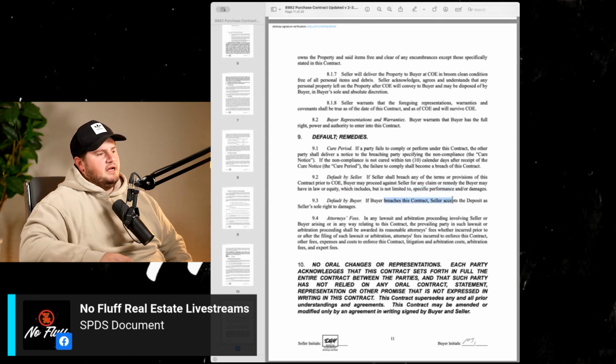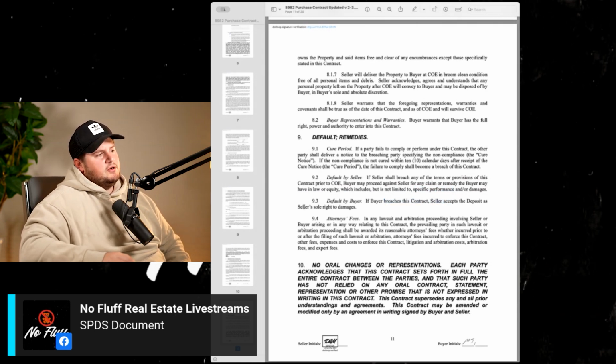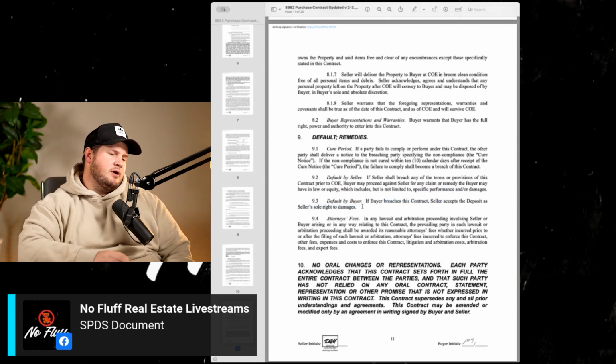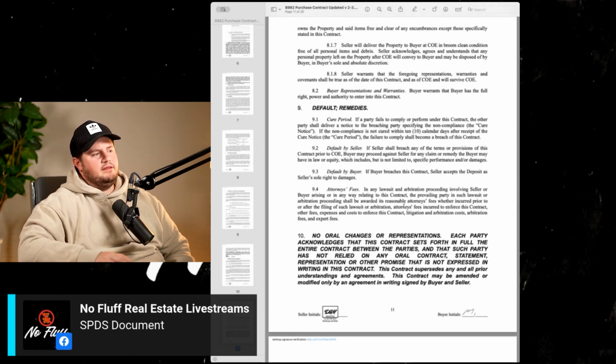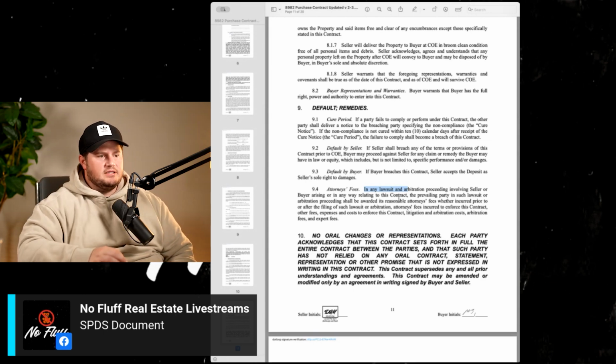There's a default by buyer. If the buyer breaches the contract, seller accepts the deposit as the seller's sole right to damages. So whatever my earnest money is, that's what they can claim for damages for me breaching the contract. Attorney fees: whoever has to hire an attorney to get someone to do what they say they're going to do, the party that has not done what they said they're going to do has to pay those fees.